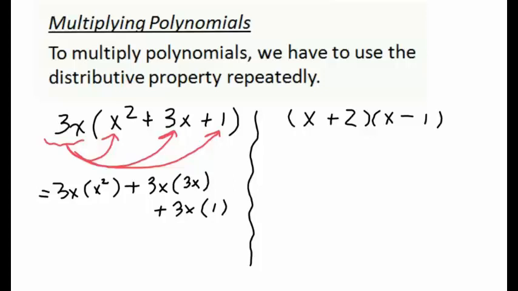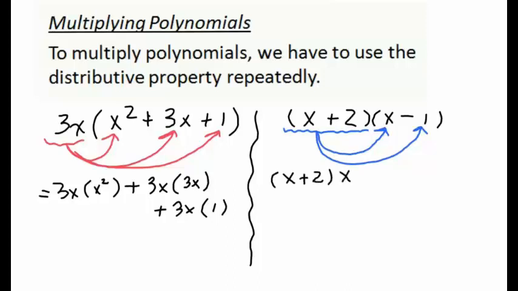But what if we have something that's a bit more complicated, like a polynomial with 2 terms and another polynomial with 2 terms? The distributive property says I have to take this and distribute to the x and distribute to the 1. So if we do that, we get x plus 2 is distributed to x. We keep our sign, and x plus 2 is distributed to the number 1.